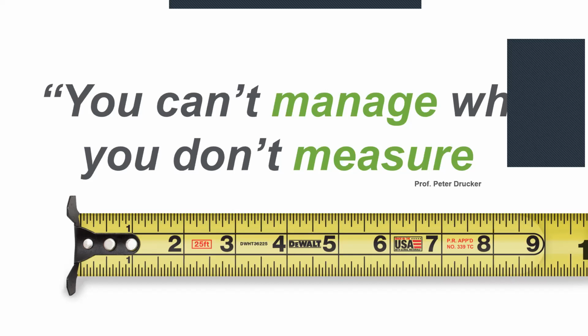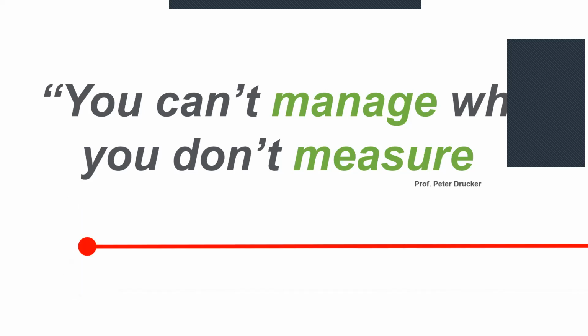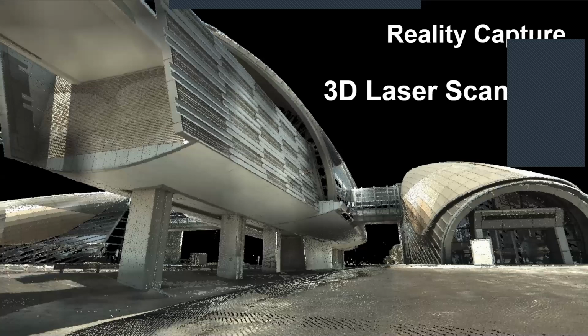So you need to have measurements of everything. If you cannot measure, definitely you cannot manage that particular thing. So for that, we have to be very accurate all the time. And for that, there are two ways of doing this. One is to go with the conventional way, and another way is to go with 3D scanning or a reality capture view, where we can capture everything that is happening around.